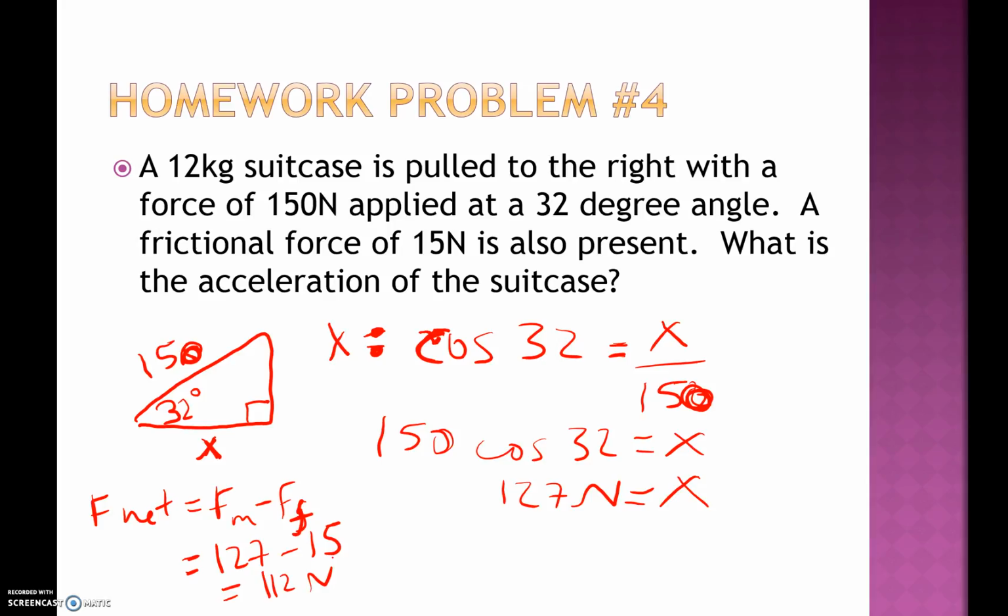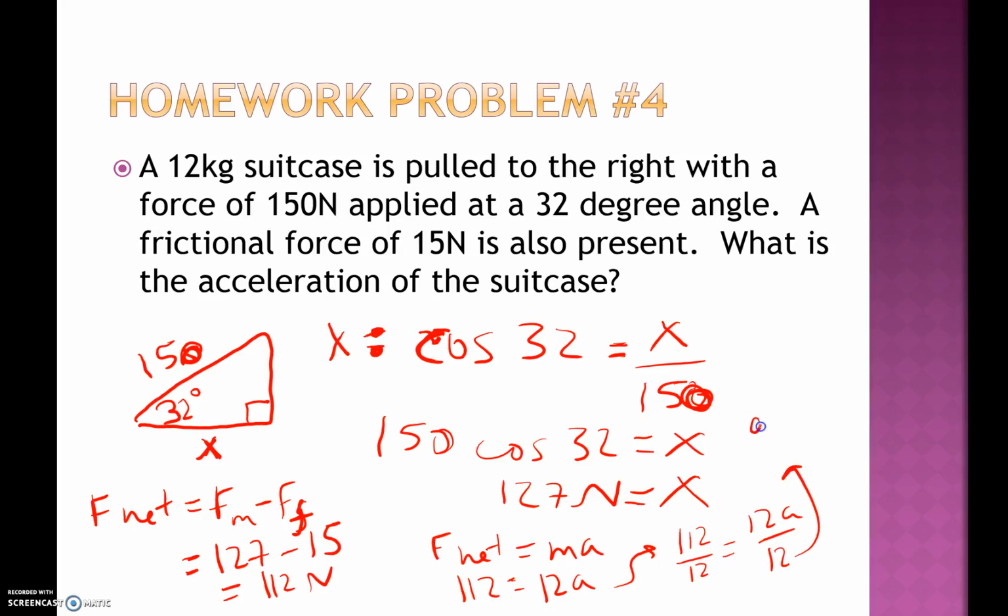Now I just want to solve for the acceleration. So F net equals MA. So 112 equals 12A. And when I divide both sides, so 112 over 12 equals 12A over 12. So my final answer will be 9.3 meters per second squared is my acceleration.